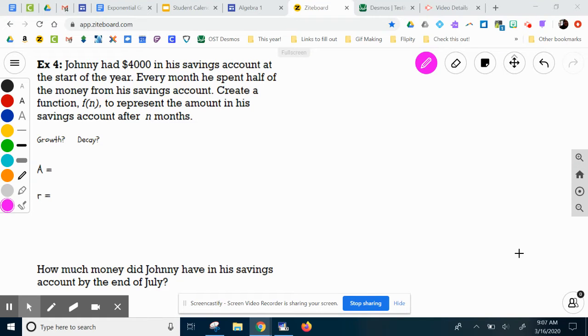Johnny has $4,000 in his savings account at the start of the year. Every month he spends half the money from his savings account. Create a function f of n to represent the amount in his savings account after n months. Okay, so first thing, always growth or decay.